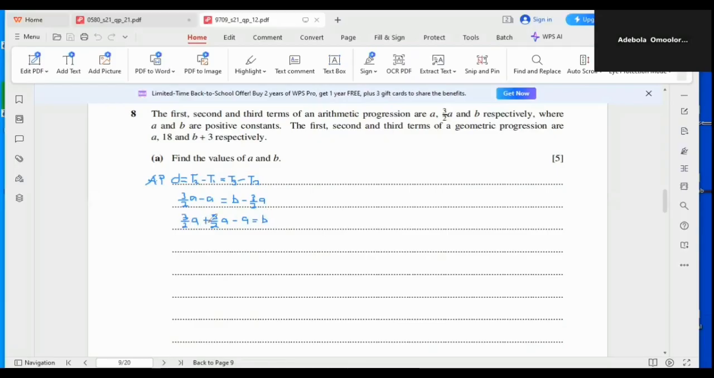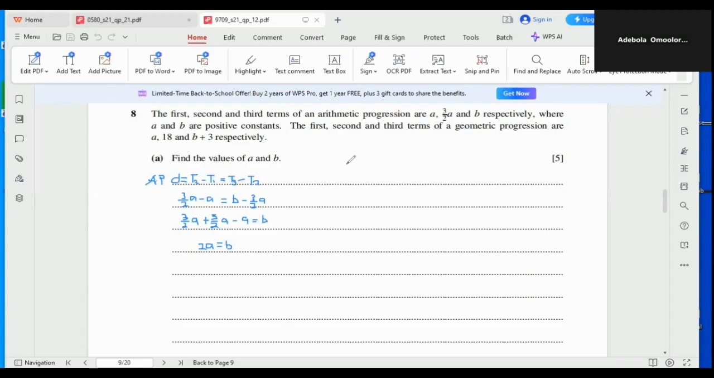So 3 over 2A plus 3 over 2A. 3 over 2A is the same thing as 1.5A. 1.5A plus 1.5A, that's 3A. 3A minus A is 2A. So 2A is equal to B. This is an expression we've gotten from the AP.